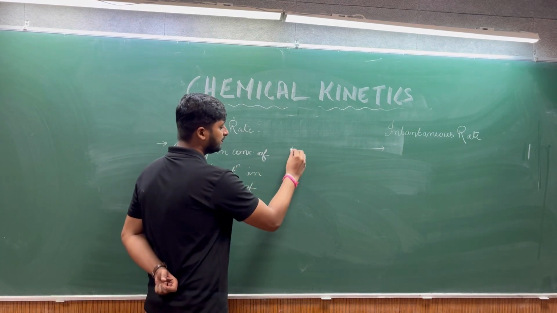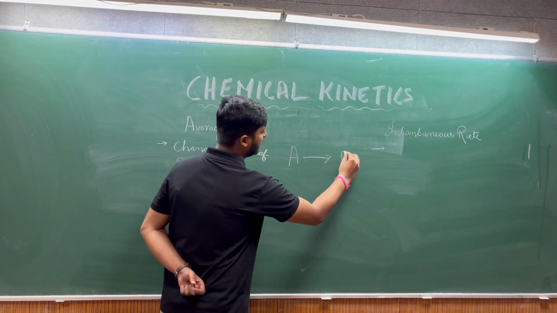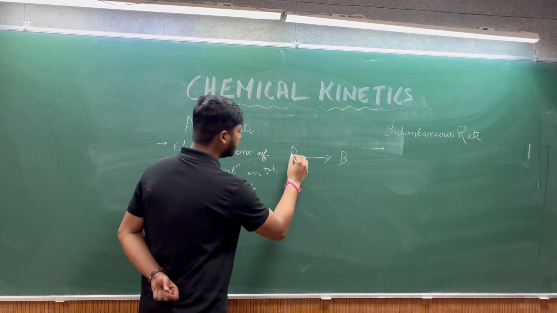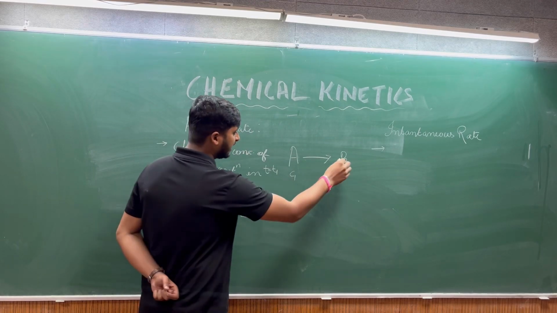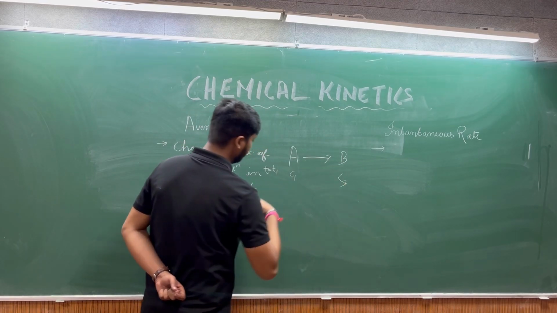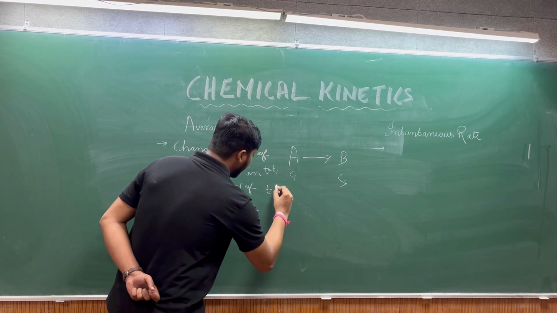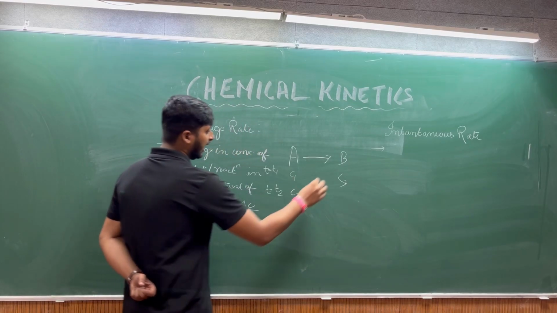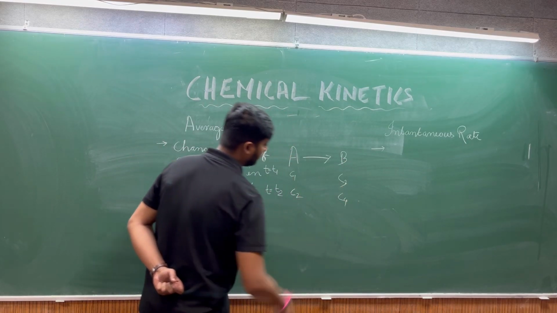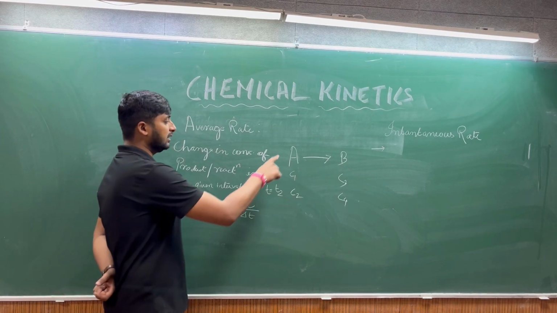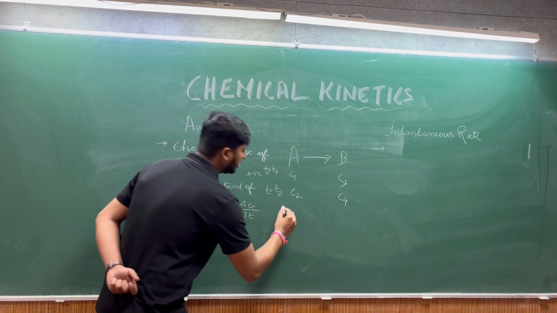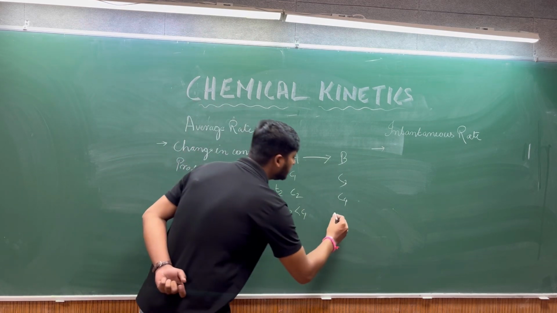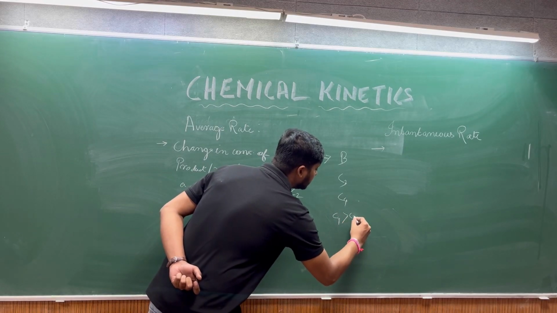Let us take a reaction. Suppose A goes to B. At any time t equals t1, suppose the concentration of the reactant is C1 and the concentration of product is C3. At another instant of time t2, the concentration of reactant is C2 and the concentration of product is C4. Now, as per the previous discussion, the concentration of reactant decreases, which means that C2 is less than C1, and the concentration of product increases, that means C4 is greater than C3.